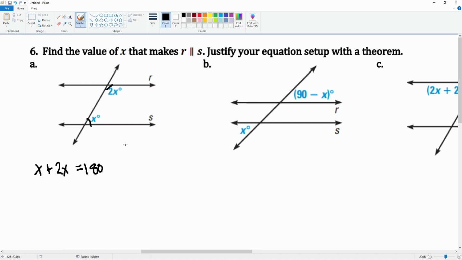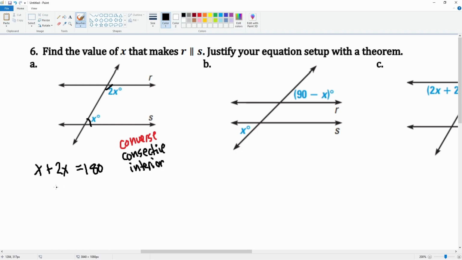This is the consecutive interior angles that states if they are parallel lines, then the two consecutive interior angles add up to 180. But for us to show that it's parallel, we have to use the word converse. That allows us to set up this equation.